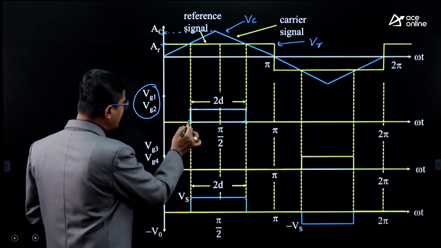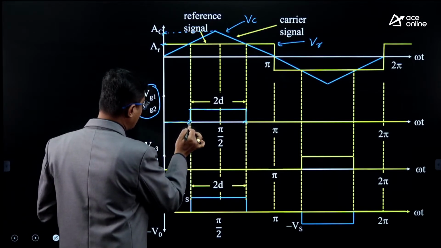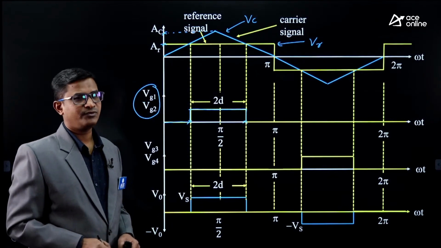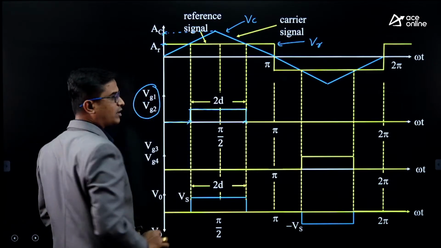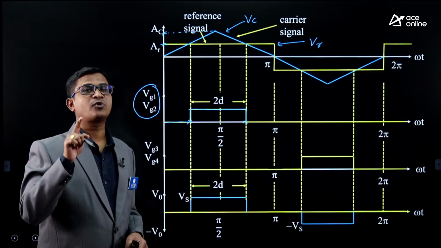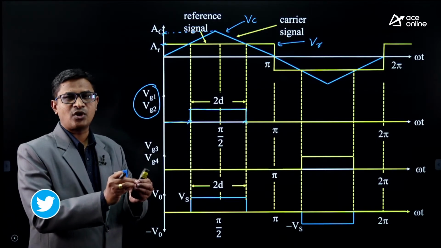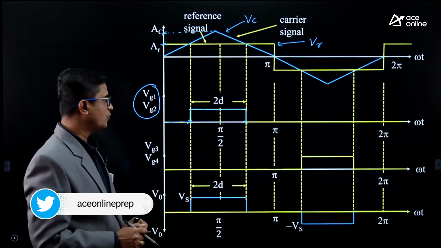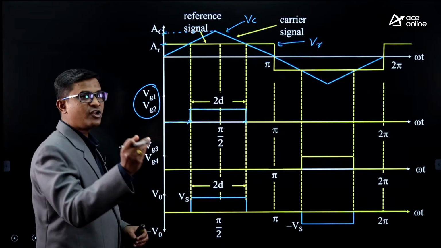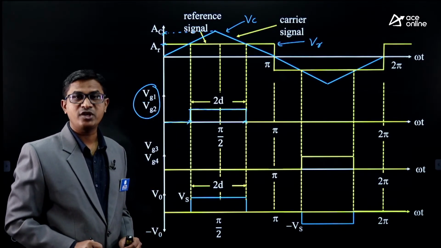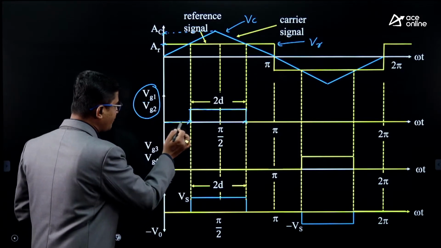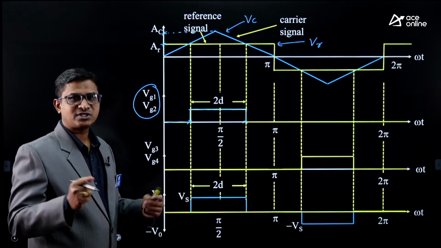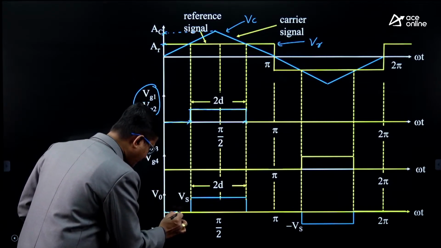Now before this point, VC is less than VR. VC means this blue one, VR means this rectangular yellow one. VC less than VR means the output of the comparator is 0, and the trigger pulse generator will not generate the triggering pulses. So I am not providing triggering pulses to any of the switches. Tell me, if all 4 switches are in an off state during this interval, what is the output voltage of my inverter? Obviously 0.